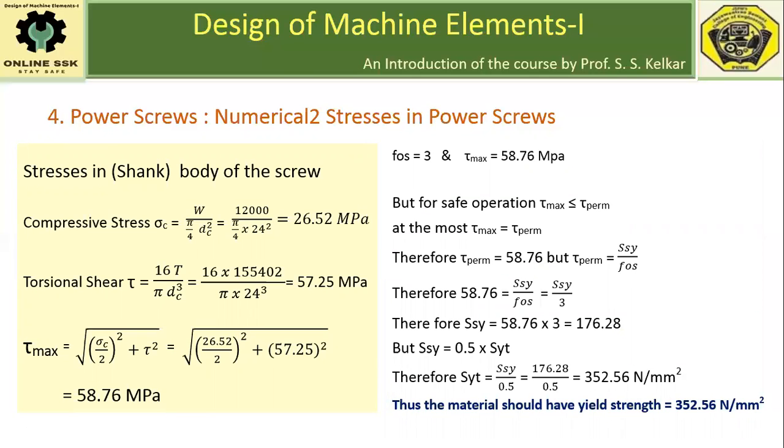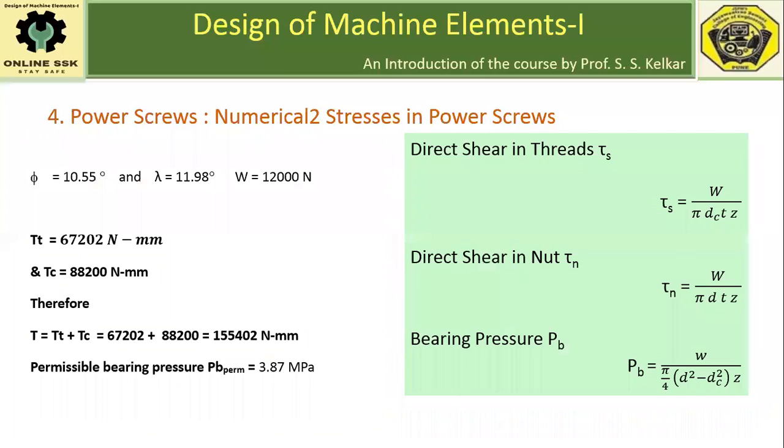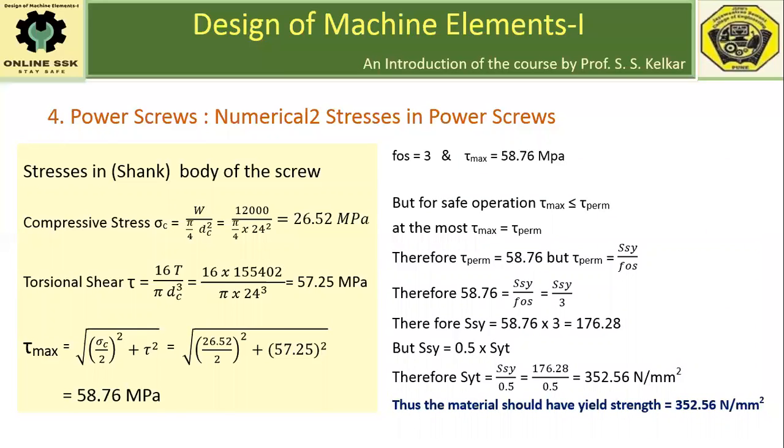Now, maximum stress developed inside the body of the screw should be less than or, in limiting case, equal to permissible stress. Tau max should be less than tau permissible. While designing, we always equate induced maximum stress with the permissible stress, so the same consideration will be assumed here. Tau max will be equated with tau permissible. We know the value of tau max, which is equal to 58.76. Tau permissible is given by SSY upon factor of safety.